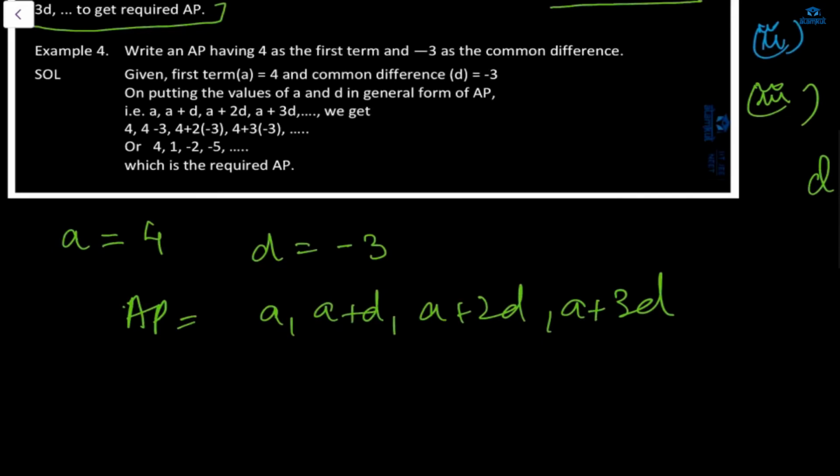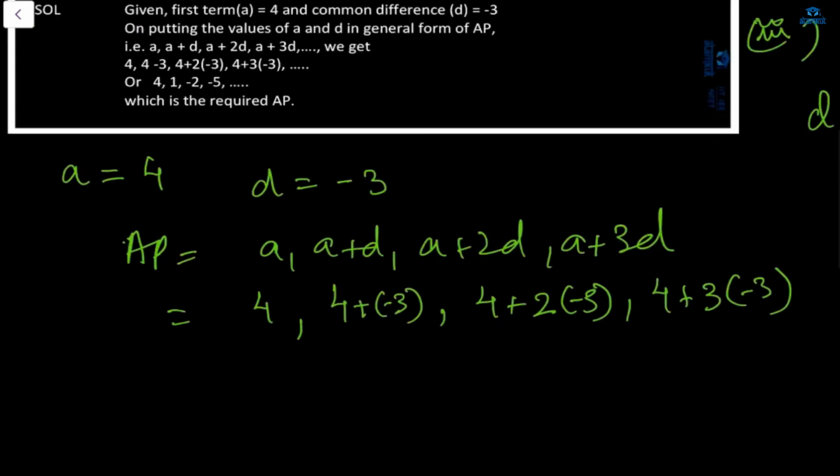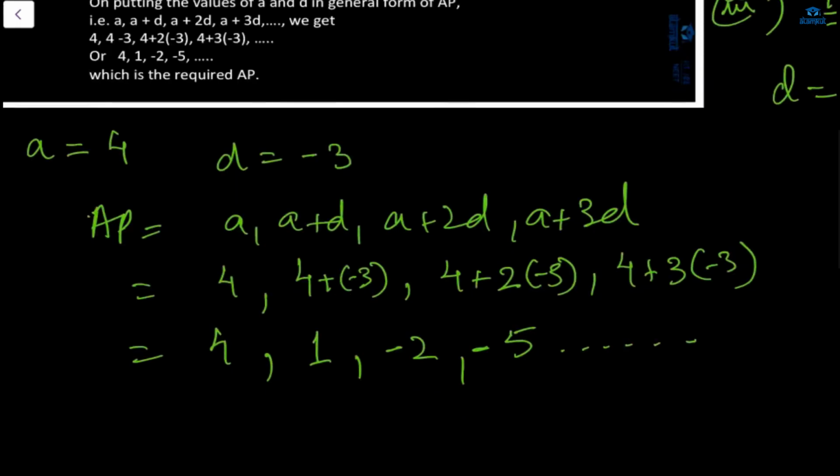So if you are writing here, A will be 4, already mentioned. The next term in the AP will be 4 plus minus 3. The next term will be 4 plus 2 times minus 3. The next term will be 4 plus 3 times minus 3. So what you will get? 4, 1, minus 2, minus 5, and so on. So this is your required AP.